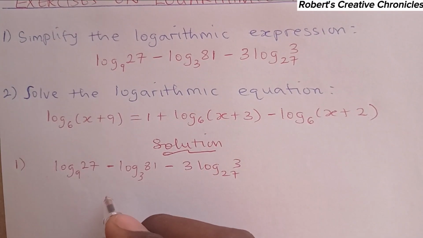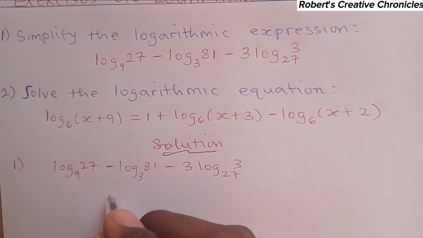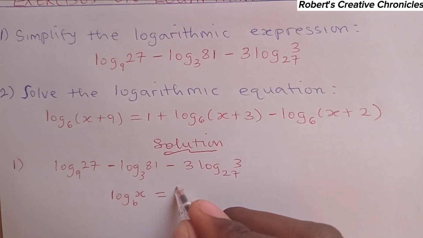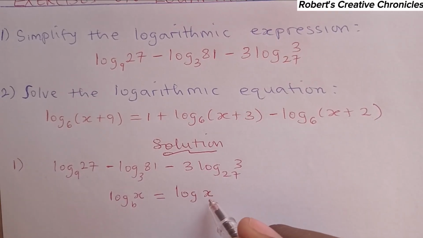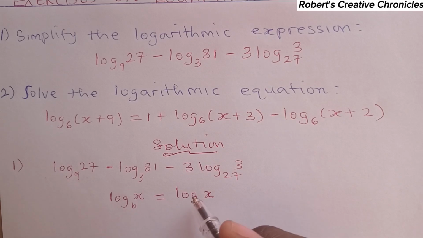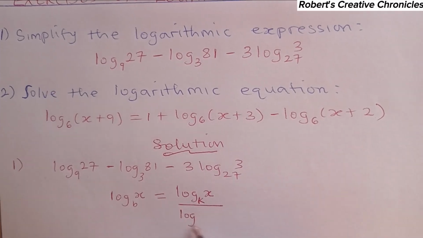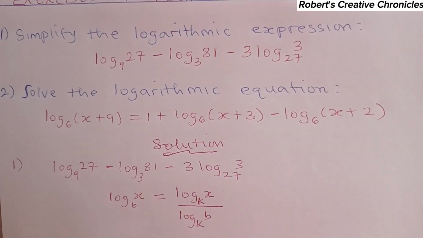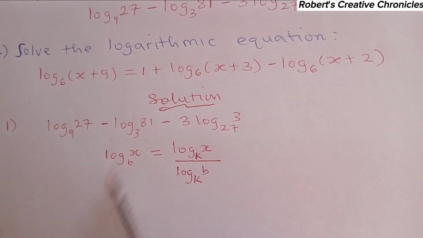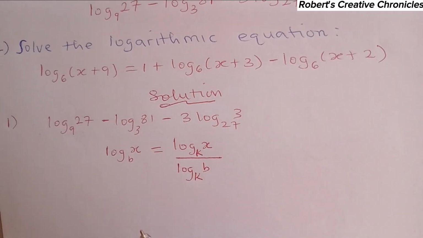To convert the base of a log, the law of logarithm states that for log x base b, to convert this base b to base k, you have to do it like this: log x base k over log b base k. This shows that I have converted base b to base k, according to the law of logarithm. So now we'll convert this.